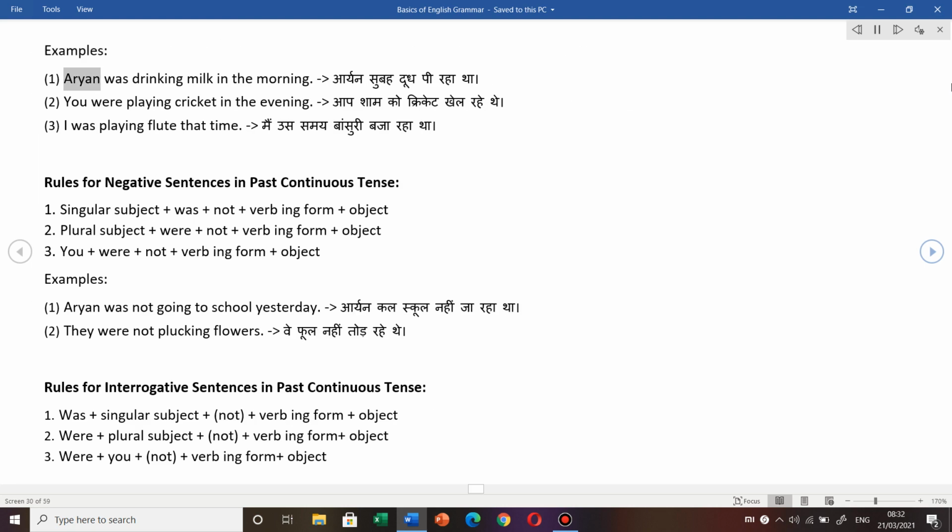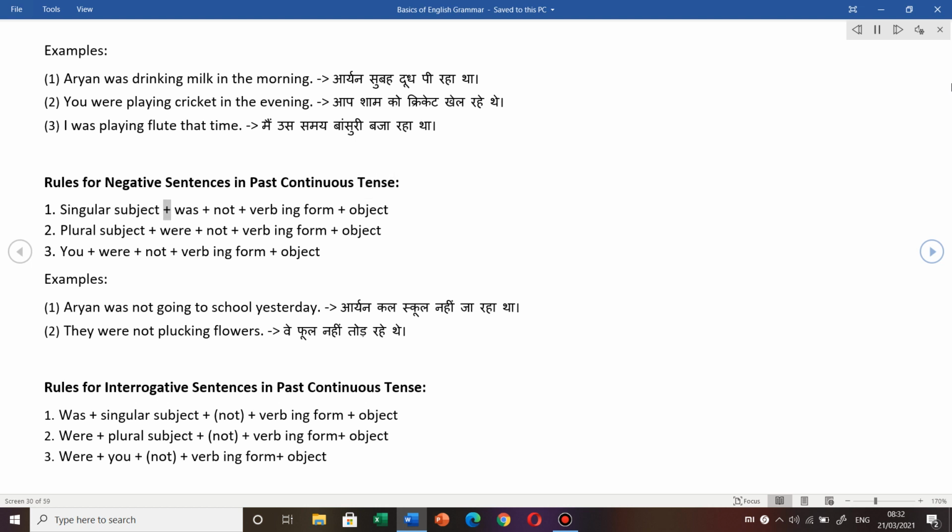Examples. Aryan was drinking milk in the morning. You were playing cricket in the evening. I was playing flute that time. Rules for negative sentences in past continuous tense.